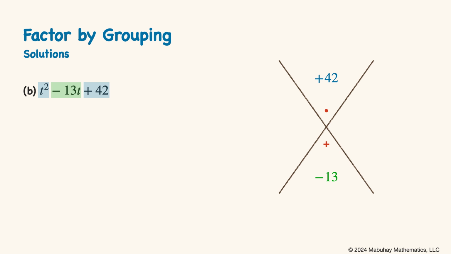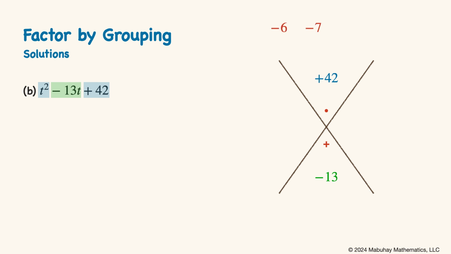All right, so there's negative 1 and negative 42. The sum is going to be too big. What about negative 2 and negative 21? Okay, the sum is negative 23, still too large of a magnitude. What about negative 3 and negative 14? Okay, the sum is going to be negative 17. We're getting closer, but it's still not quite there.